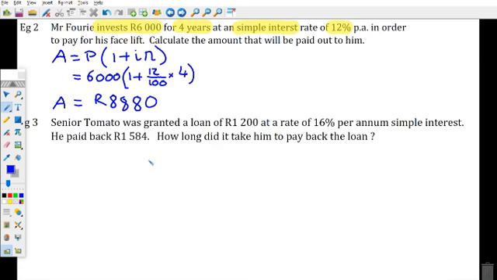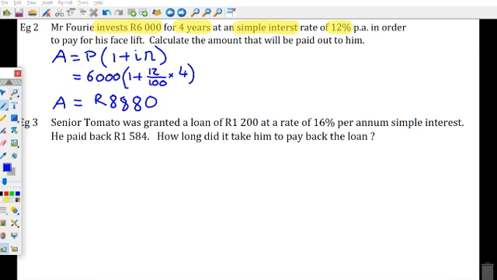Okay, another example. Signor Tomato was granted a loan of 1,200 rand at a rate of 16% per annum simple interest. He paid back 1,584 rand. How long did it take him to pay back the loan?